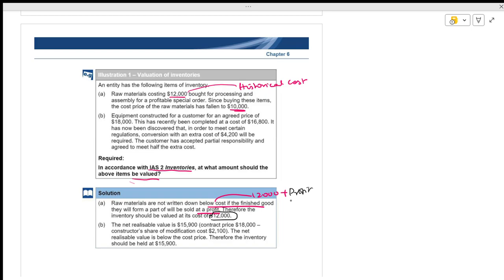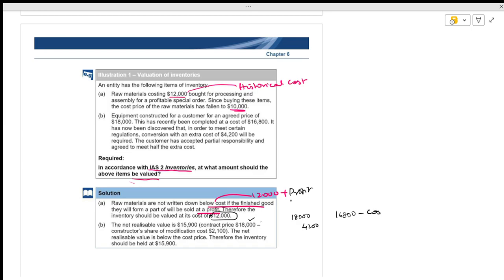Equipment constructed for a customer for an agreed price of how much? 18,000. Okay. They have agreed to 18,000. This has recently been completed at what cost? 16,800. It has now been discovered that in order to meet certain regulations, conversion with an extra cost of how much? 4,200. The conversion cost will be required. The customer accepted partial responsibility and agreed to meet how much? Half of the cost.